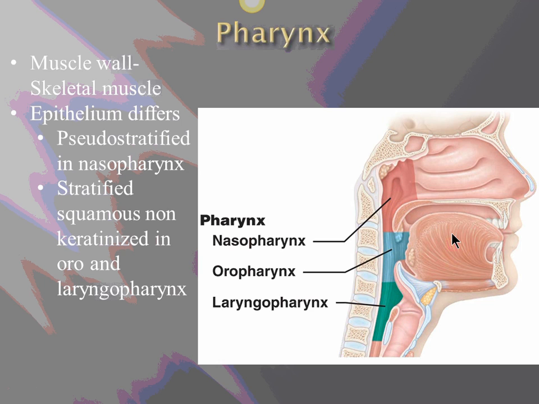Now, the epithelium differs in these three areas. It's very similar to what is in front of it. So, in the nasopharynx, it's pseudostratified ciliated epithelium. In the oropharynx and laryngopharynx, it's stratified squamous non-keratinized.